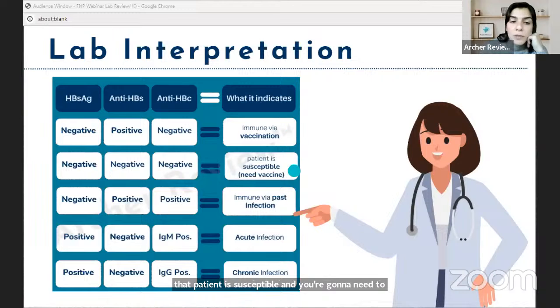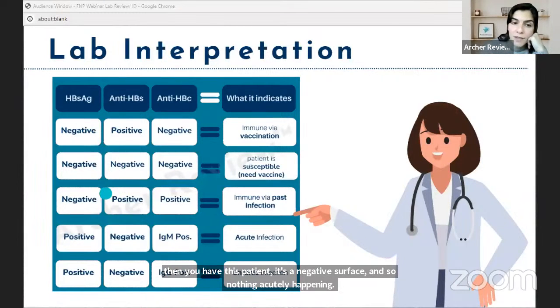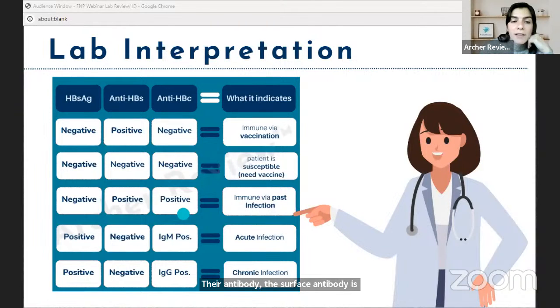This is really good because you want to identify these patients to help protect them before they get exposed to hepatitis B. And then you have this patient with a negative surface antigen, so nothing acutely happening. The surface antibody is positive, so they are protected, and the core antibody is also positive, meaning they've had an infection in the past and have developed immunity to it. Nothing acutely going on here: immunity due to a past infection.